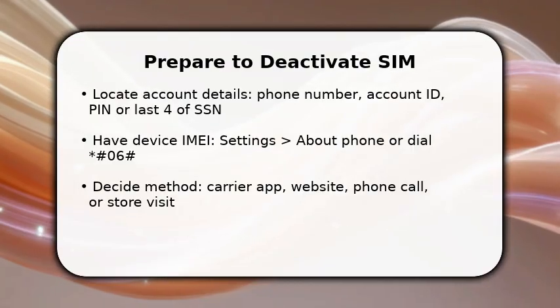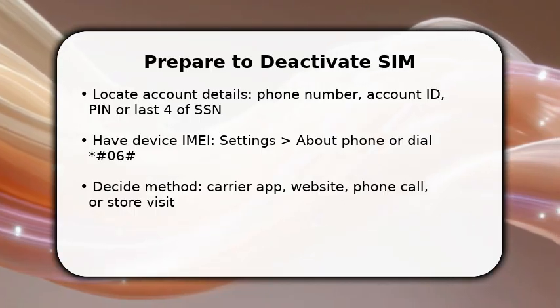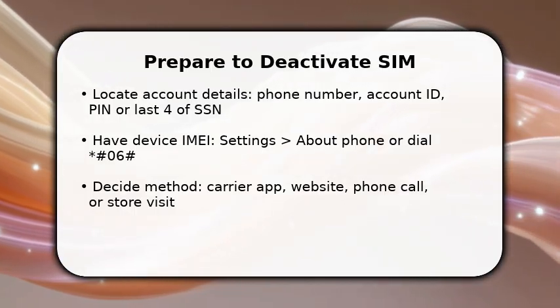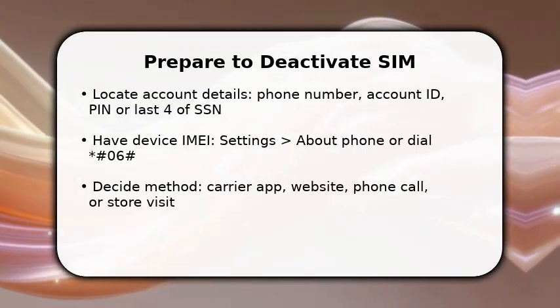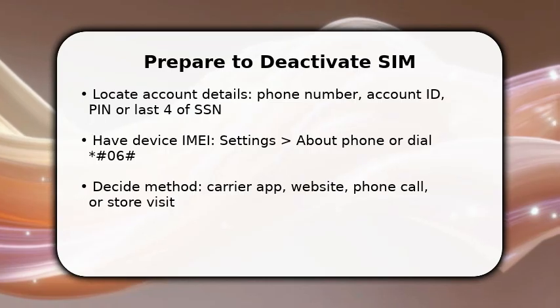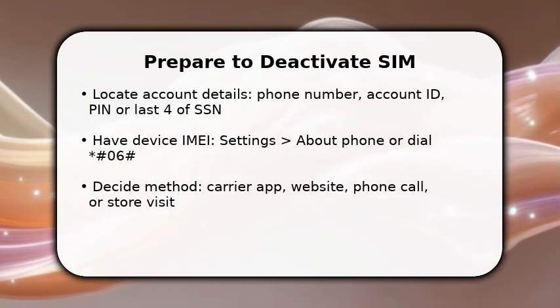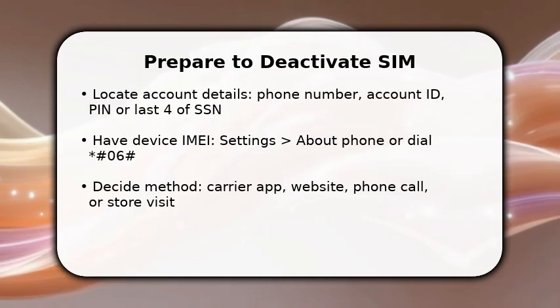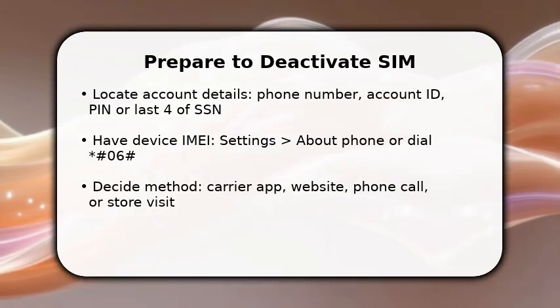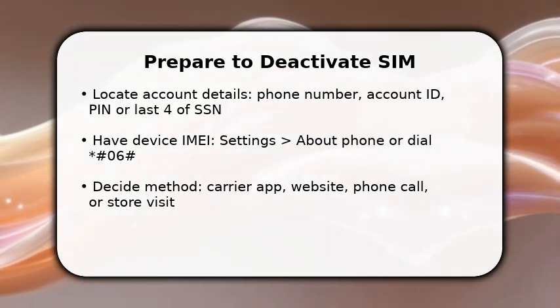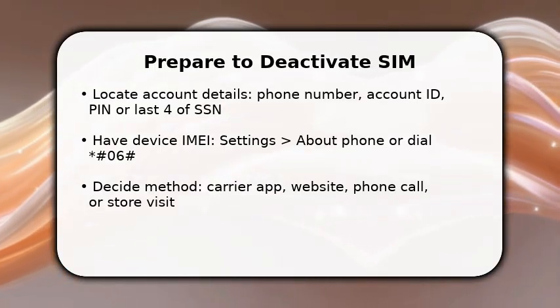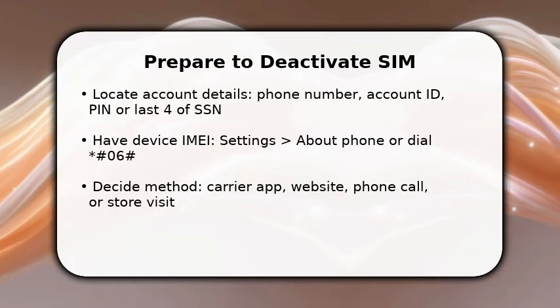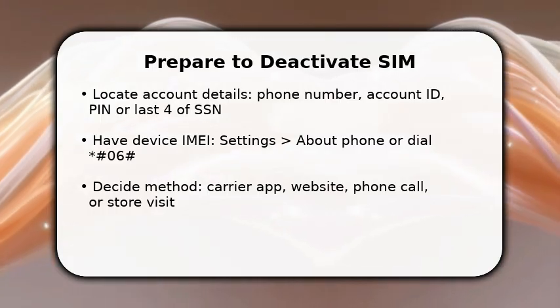You start by gathering what carriers require: your phone number, account ID, and account PIN or last four of your SSN. Once you have those, get the device IMEI from settings or by dialing *#06#. Make sure you choose the method now. App or website is fastest. A call or store visit may be necessary for locked accounts. Do this first because carriers will verify identity immediately, and lack of any of these items delays deactivation.